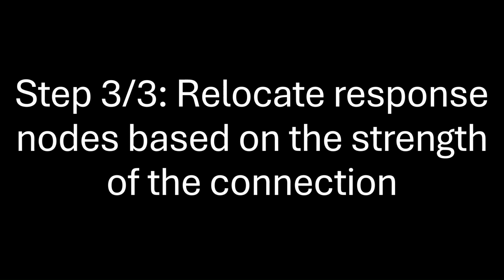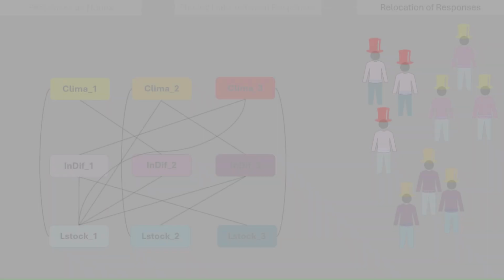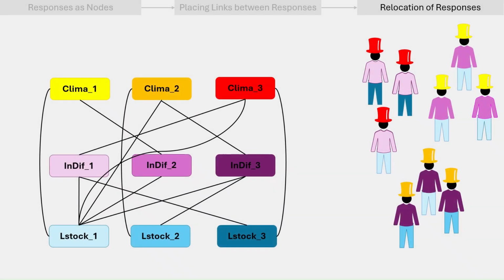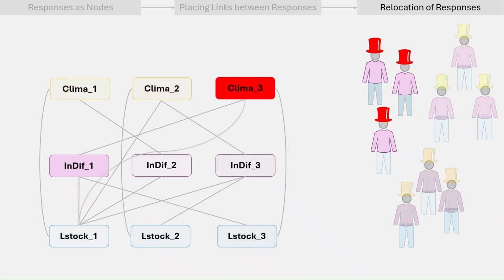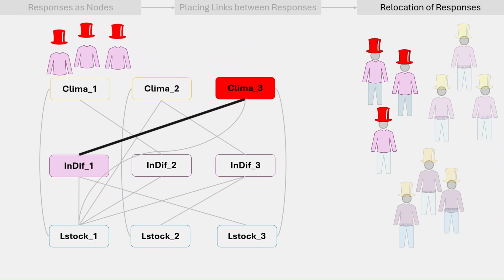So within the example we discussed before, we will look into the positioning of the light pink response node, representing the position of being against income redistribution. As you can see, everyone who holds this response also is in favor of stronger climate mitigation measures. This means that the correlation between these two response nodes is very high.